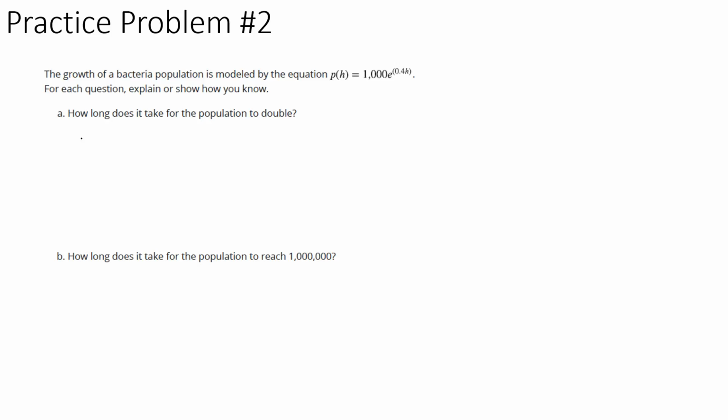So part A says, how long does it take for the population to double? Okay, so I'm going to give you guys an opportunity to give your answer to this question. Go ahead and put your answer now. All right, cool. So how long does it take the population to double? Well, this 1,000 is your initial amount, meaning that's how many bacteria there were at day 0. So double means multiply this times 2. So we want to figure out how long it takes in hours for our population to be 2,000.